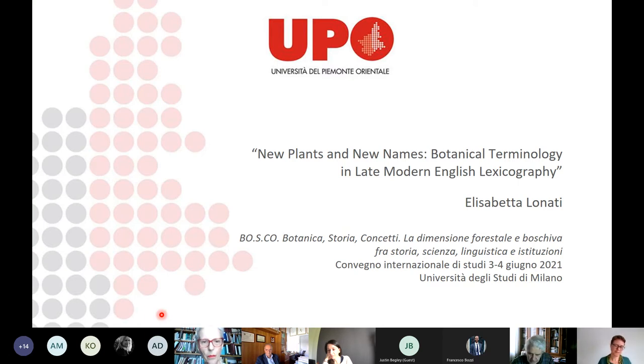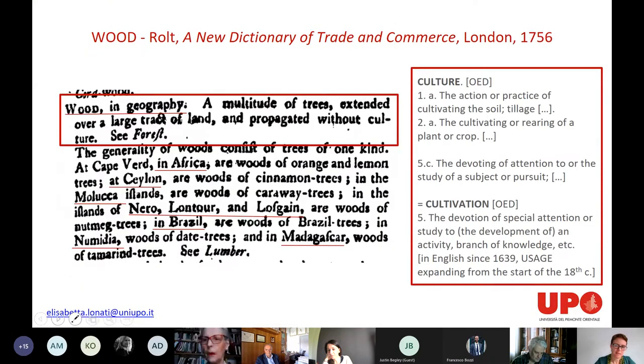Thank you. So, the general issue of this discussion today is these new plants and new names: where do they come from? And I would start from a quotation taken from A New Dictionary of Trade and Commerce by Rolt, published in London in 1756. Under the headword wood: "a wood in geography is a multitude of trees extended over a large tract of land and propagated without culture."